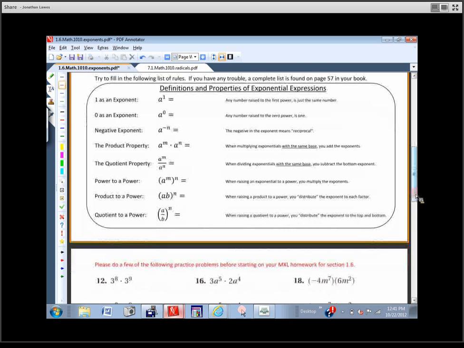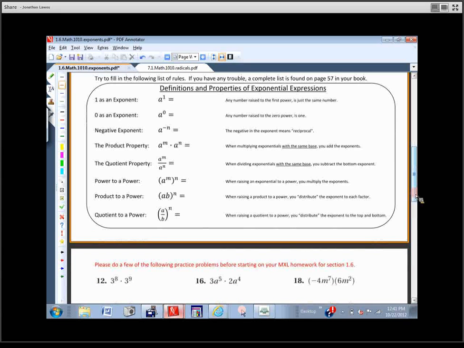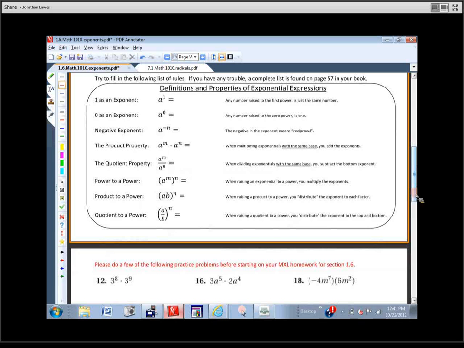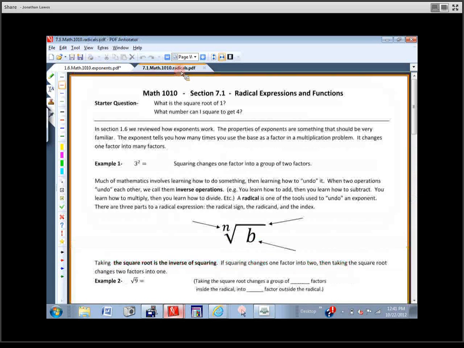So again, get done with 1.6. It has to be done by tomorrow. If you already did it, then you're in much better shape for understanding today's material. So let's go ahead and start that. So this section is on radical expressions and functions. So there are a couple starter questions here.